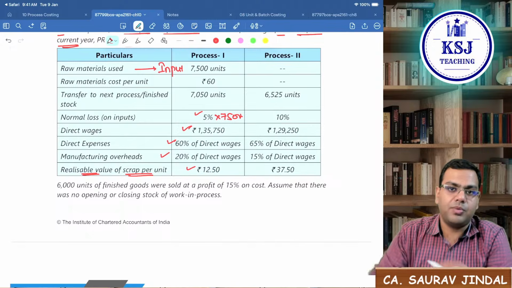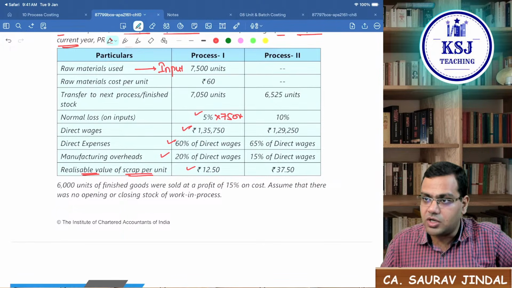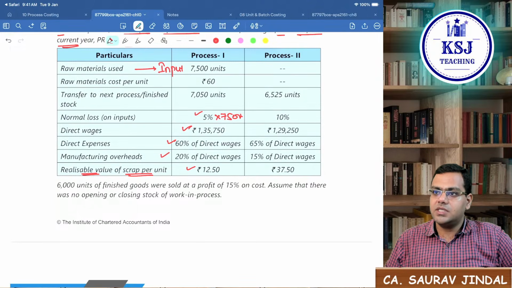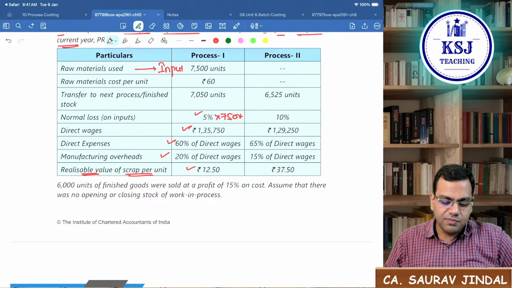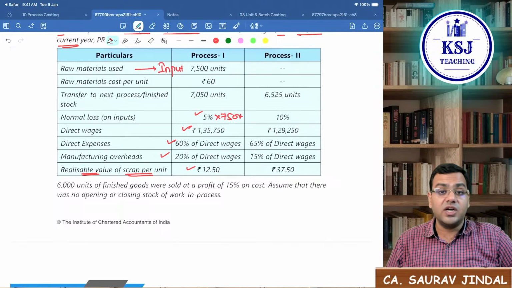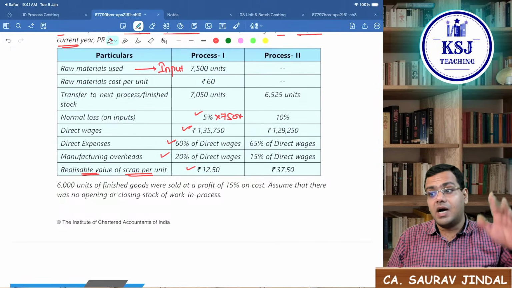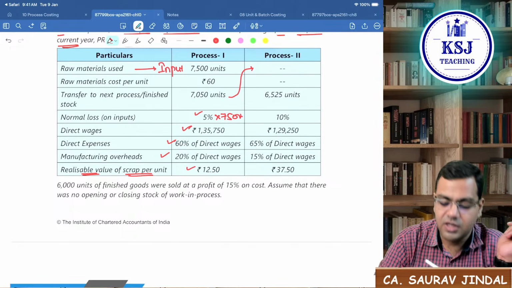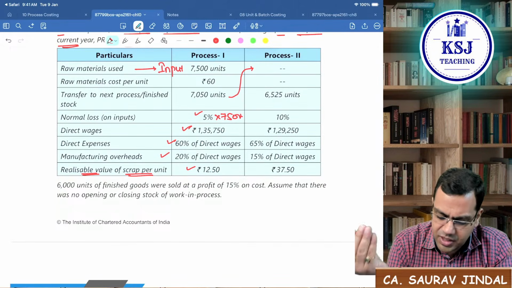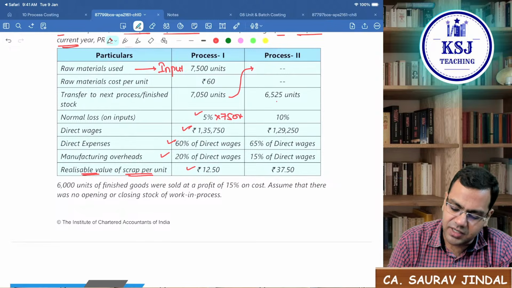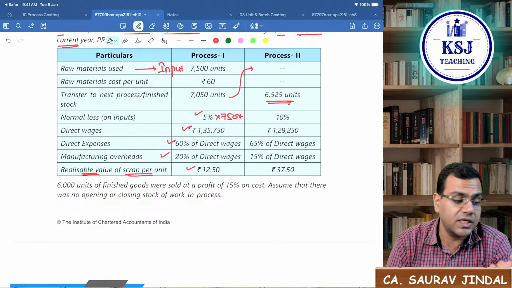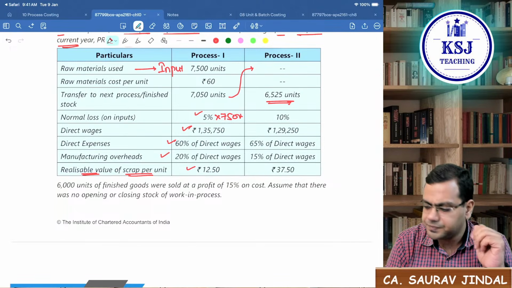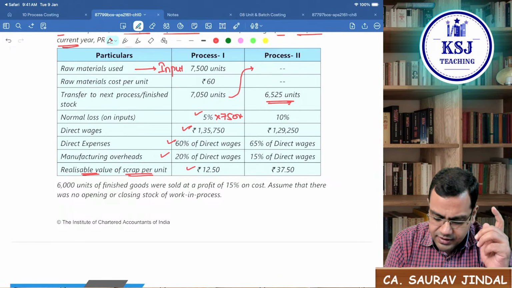Now if you look at process 2, what is there in process 2? In case of process 2, the input of the raw materials is not given. Why? Because the output of process 1 will become the input for process 2. Then there will be a normal loss, then all the expenses, and what is being transferred to the next process or the finished goods account is given to you: 6525 units. Okay, so let's see.